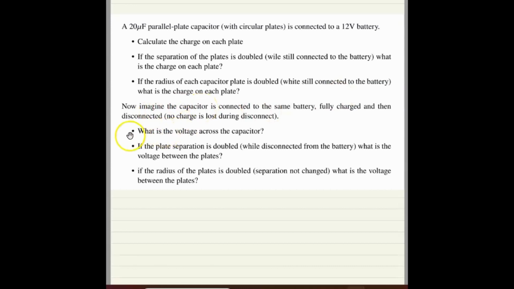Part 2 to the problem. Now imagine the capacitor is connected to the same battery, fully charged, and then disconnected. We're going to assume no charges are lost during the disconnect. 1. What is the voltage across the capacitor? 2. If the plate separation is doubled, what is the voltage between the plates? And finally, if the radius of the plates is doubled, what is the voltage between the plates? You may want to hit pause and try this problem on your own.